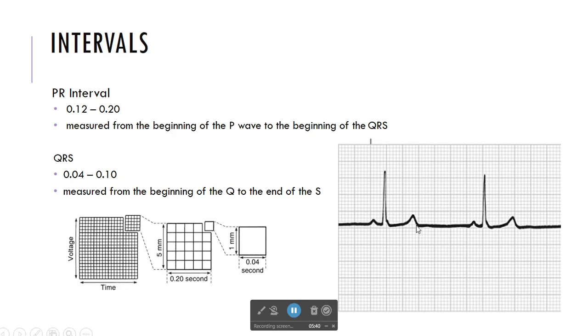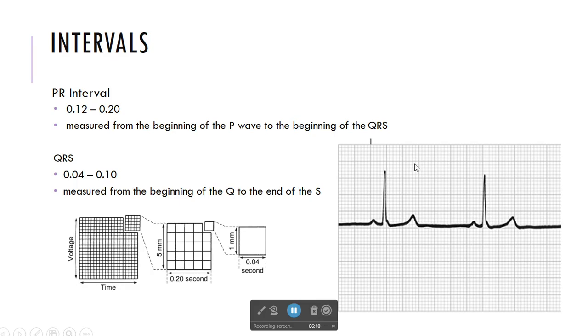So let's talk about intervals. So this is EKG paper. So we have a bunch of boxes. This is one dark line to dark line is brought here, and then one of these little boxes is brought here. So you can see in this example, which is the very first strip of the slide, and I just clipped out two of the QRSs and blew them up really big where you can see them. This is a dark line, so we have a box here. So this is what we're looking at here.